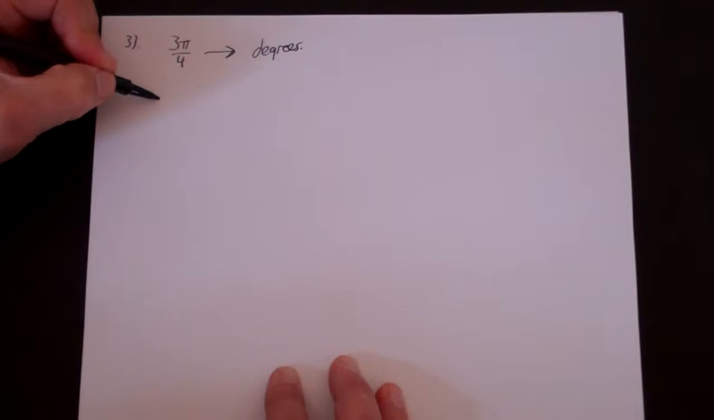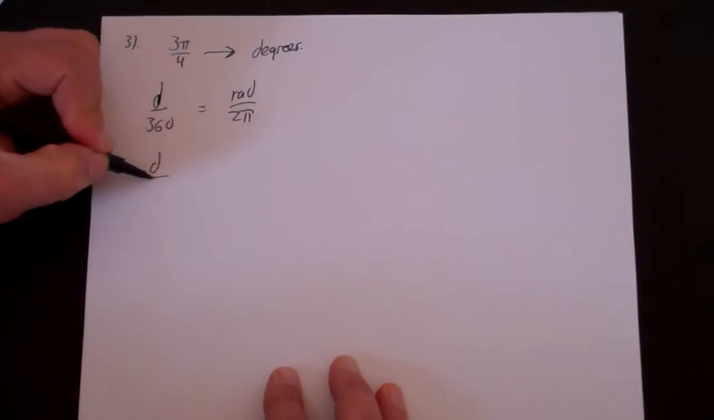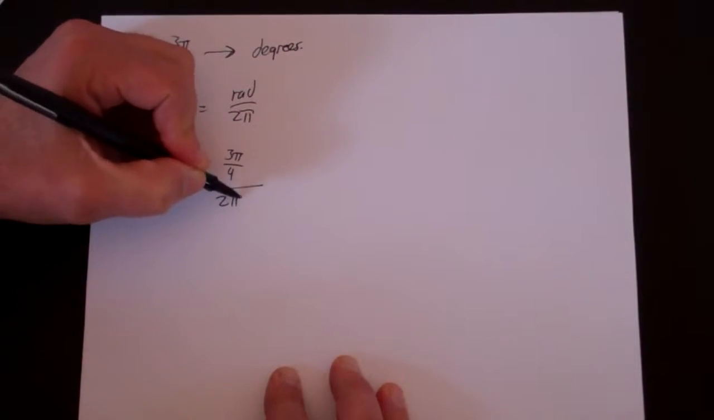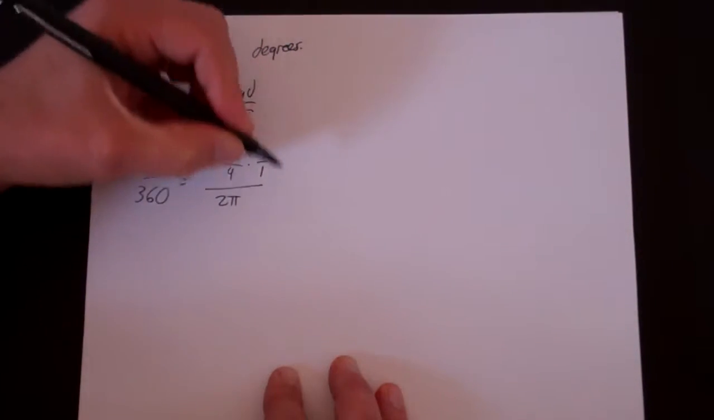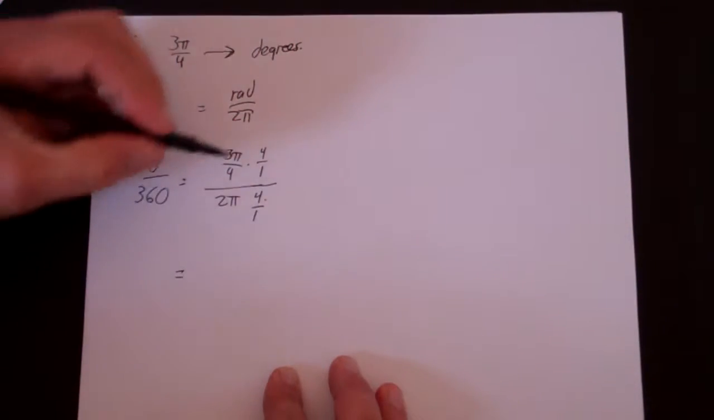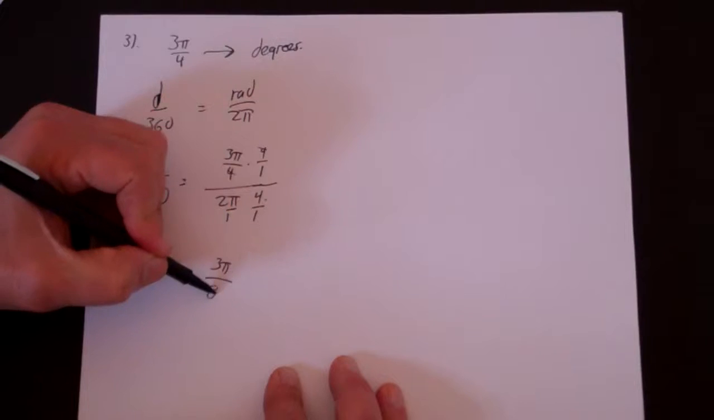In the third example, we had 3 pi over 4 to degrees. Remember, for degrees it's fine to use a decimal, so we have the same formula: D over 360 is equal to radians over 2 pi, so D over 360 is equal to 3 pi over 4 over 2 pi. I want to get the denominator out of the numerator, so I'll multiply this by 4 over 1, which means I have to multiply the denominator by 4 over 1. The rule is whatever you do to the numerator, you must do to the denominator. The 4's cancel, and I get 3 pi. This is 2 pi over 1, so that's 8 pi over 1, which is 8 pi.